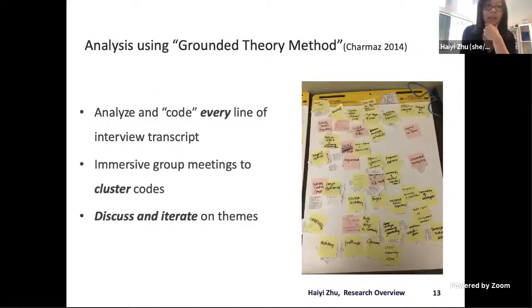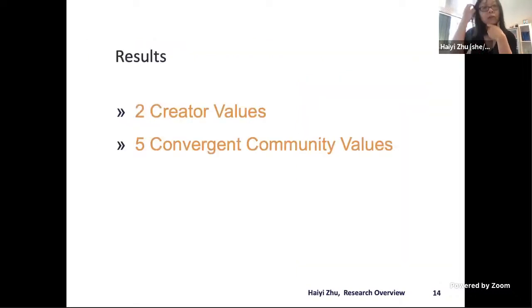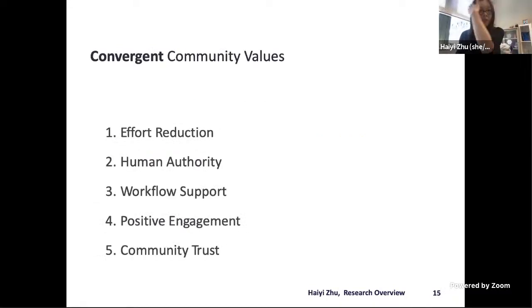And we analyzed the interview results using the grounded theory approach. We coded every line of the interview transcripts and conducted immersive group meetings to cluster codes, discuss, and iterate on the themes. As a result, 2 creator values and 5 convergent community values emerged from the results of the interviews. So now I'm just going to very briefly talk about these convergent community values. And for the full list of results, you can refer to our paper.